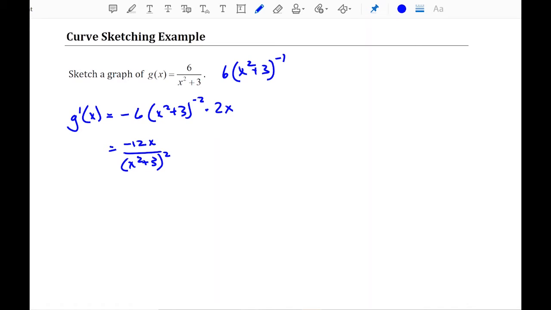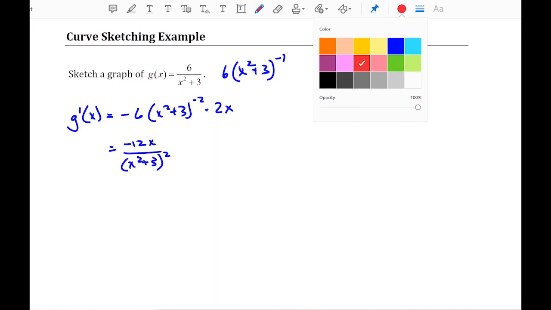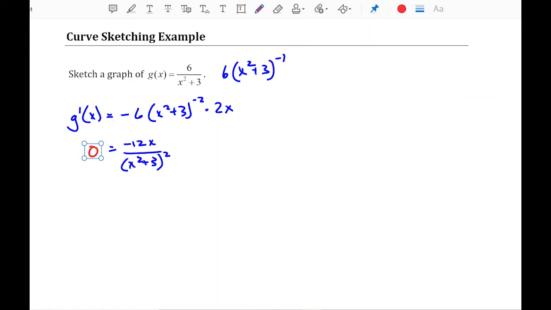And I want to know when this is equal to 0 so that I can find the critical number. So I look at the numerator. The numerator will equal 0 when x is equal to 0. And the denominator, well, I look at x squared plus 3. I know that x squared plus 3 is always going to be positive. So whenever I square a positive number, and there's no way to make x squared plus 3 equal to 0, so I know the denominator can never equal 0. So I only have one critical number.